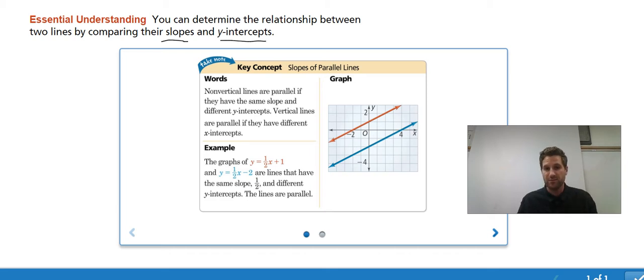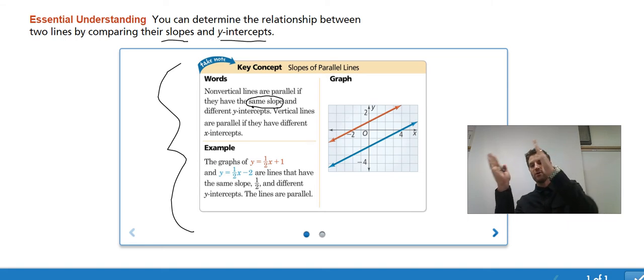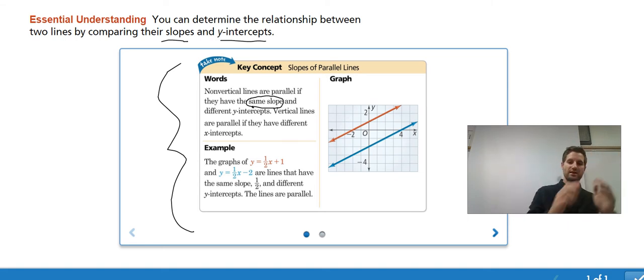So first of all, slopes of parallel lines. I want you to draw all of this, including the picture and the example. Non-vertical lines, so they can be slanted or something like that, are parallel if they have the same slope and different y-intercepts. Same slope, that's key right there. They have to have the same slope, which means they rise and run at the same rate. But they have to have different y-intercepts.